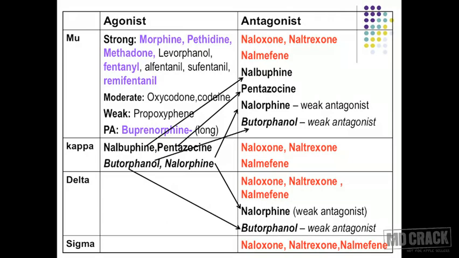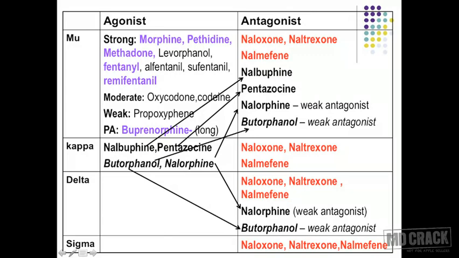Now let's go down to kappa receptors. In the kappa receptor, you have four drugs shown. I hope you're looking at the slide. Nalbuphine, pentazocine, butorphanol, and nalorphine, right? But the same four drugs have been written in the same font, in the same style, at some other places. Let's go and search. I'm taking my cursor here. Look at this. This is nalbuphine. It's a kappa agonist. And if I follow this arrow, it's taking me here. Nalbuphine is also mentioned here as an antagonist of the mu receptor.